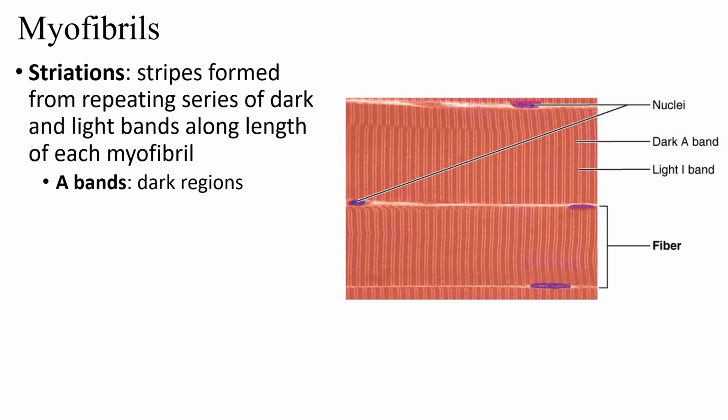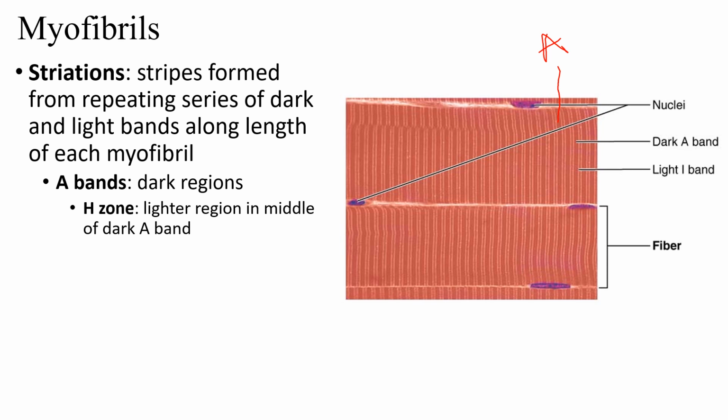Okay, there's something called the A band. It's like the letter A, and it's going to be the dark region. So when you look on here, the dark regions are going to be the A band. So this is an A. And then you have next to it a light band. There are lighter ones, and those are going to be I bands.